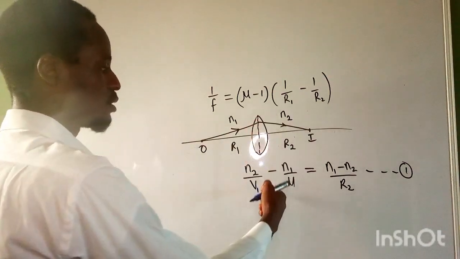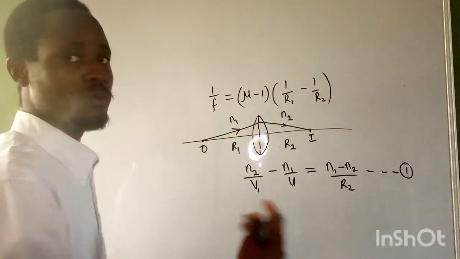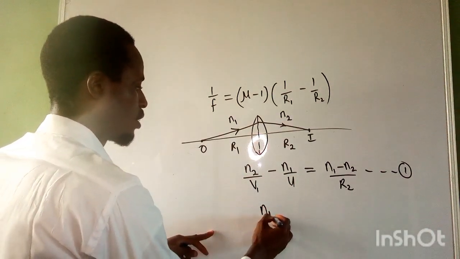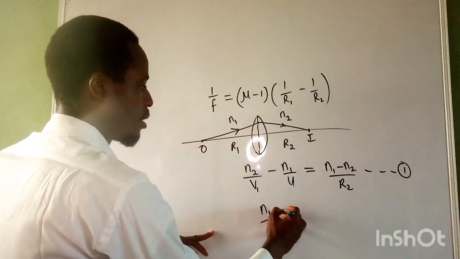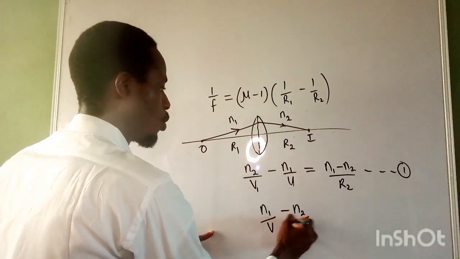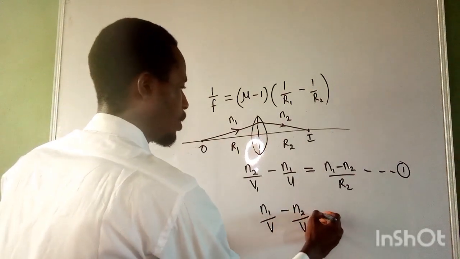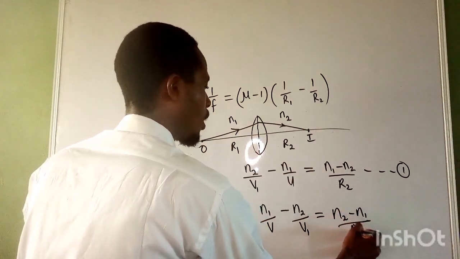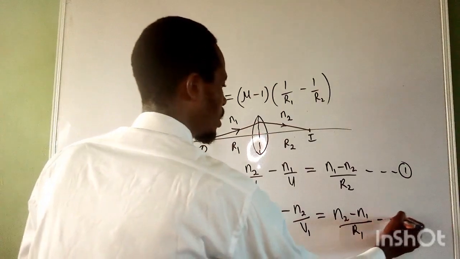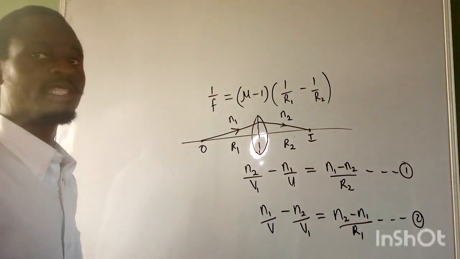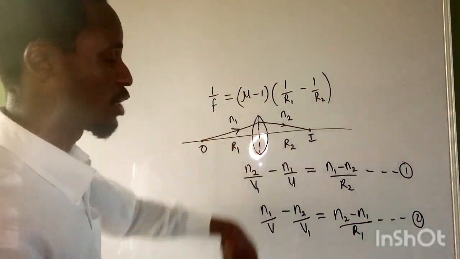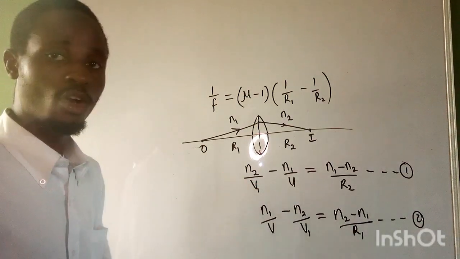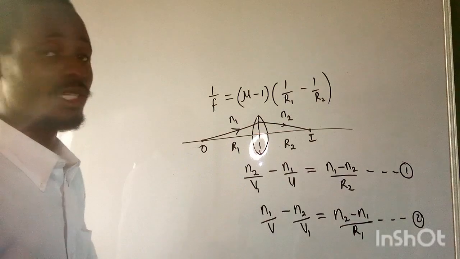Then on the second side of the glass, the equation that represents the refraction that takes place there is n1 over v minus n2 over v1 equals n2 minus n1 over r1. This is the second equation, which represents the refraction on the second part of the lens. And mind you, v is the object distance while u is the image distance.